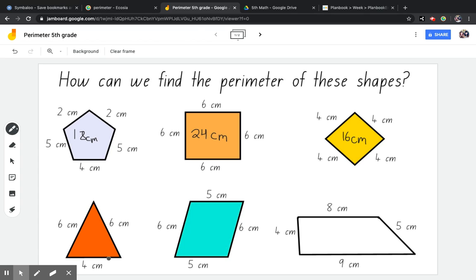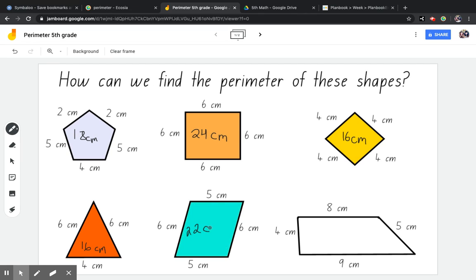All right, so we have 6, 6, and 4. So 6 plus 6 is 12, plus 4 is 16. So this triangle would be 16 centimeters all the way around. All right, I have 12 and I have 10 on this one. So 12 plus 10 would be 22.